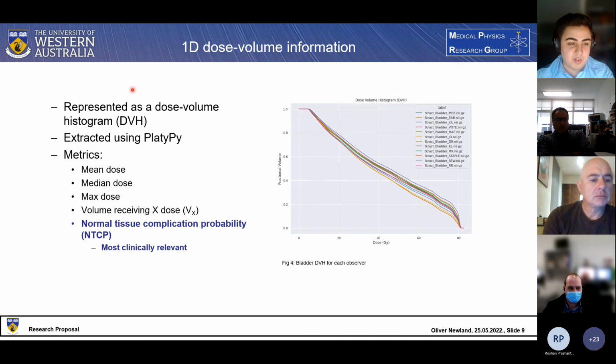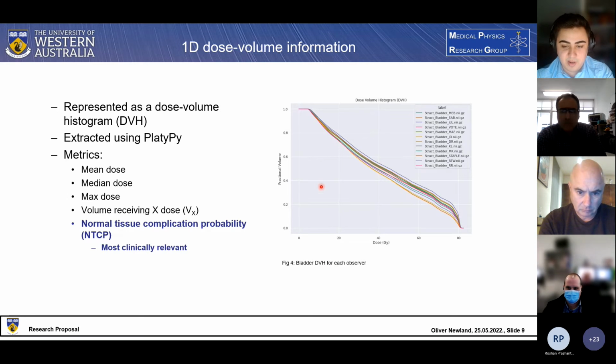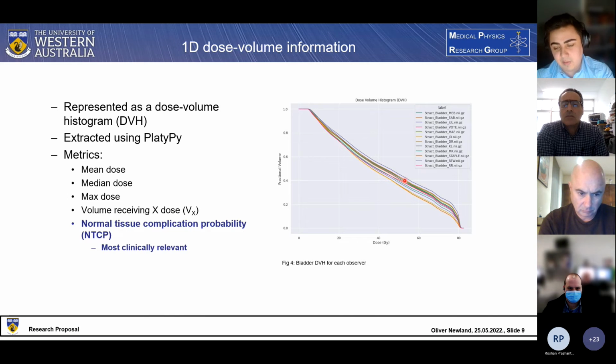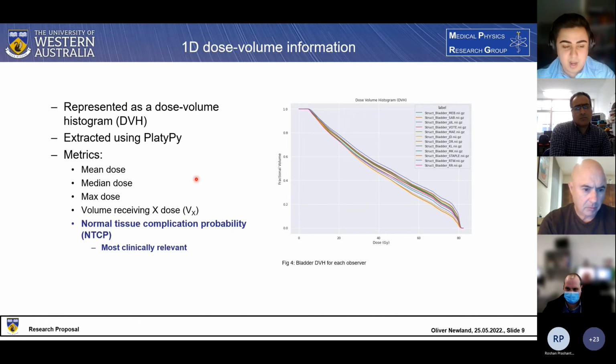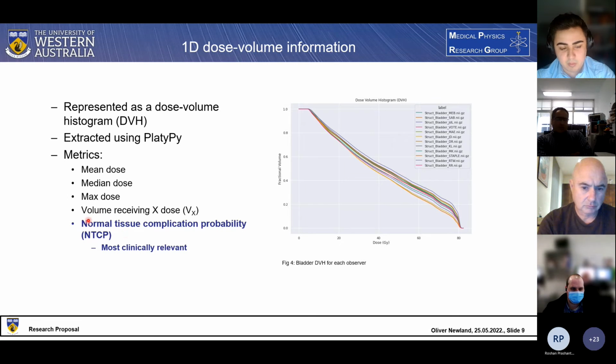All right, so dose volume information is typically represented as a dose volume histogram. To the right here, I've plotted DVHs for all the observers in that data set for a single patient. And you can see it does vary. The ways to measure that would be looking at the mean dose, median dose, max dose, the volume receiving a certain amount of dose, but definitely the most clinically relevant would be the normal tissue complication probability.